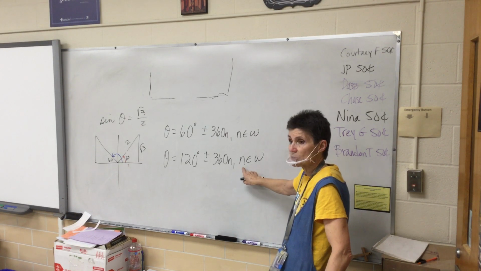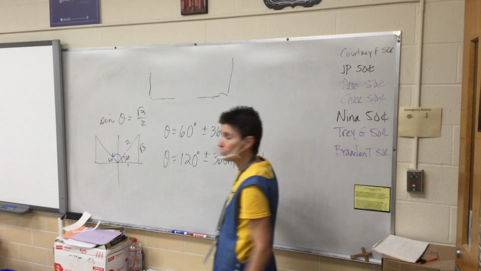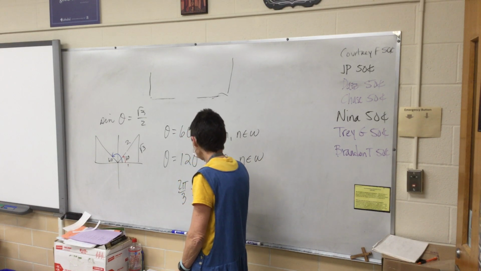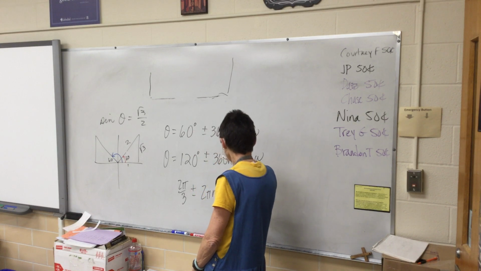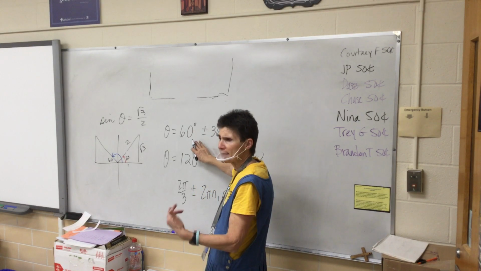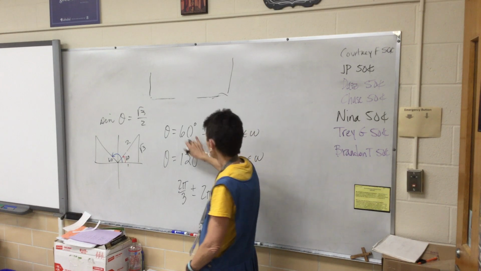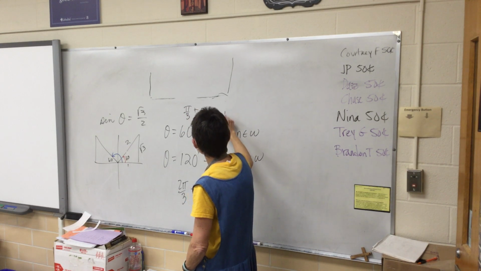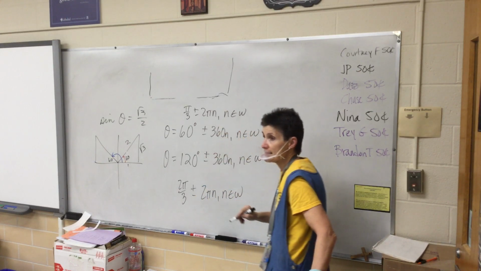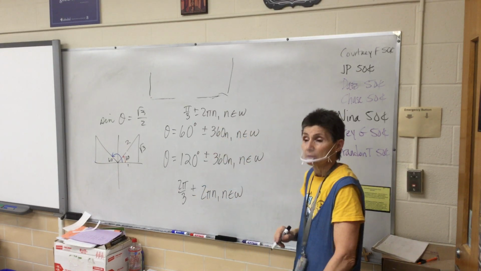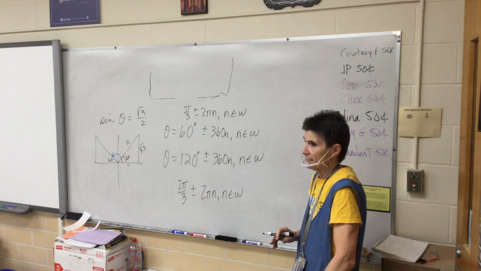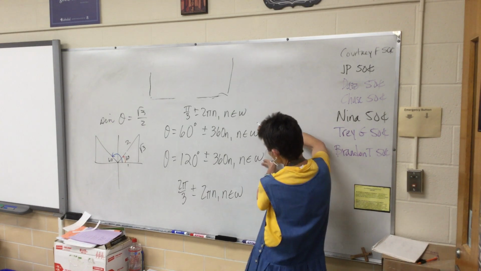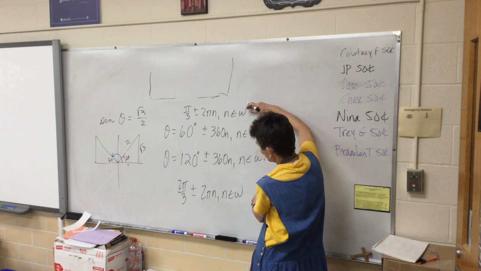Now I've already done this one a couple times today, so 120 is 2 pi over 3. What's 60, in radians, I mean? Pi over 3. And then I add 2 pi n when I do my radian measures. Okay, well that one didn't seem quite so bad. So here are my 2 degree answers, and here are my 2 radian answers.